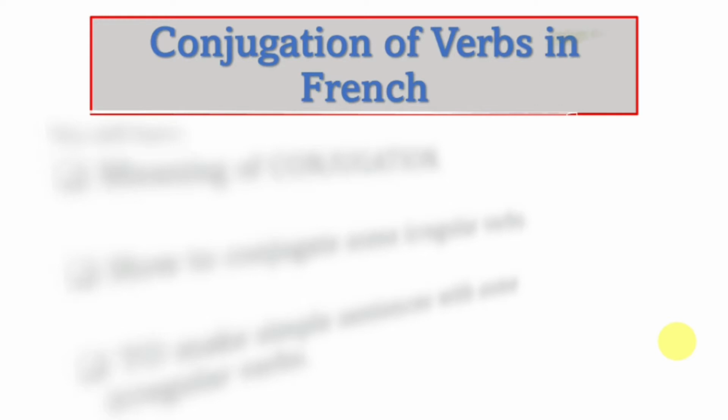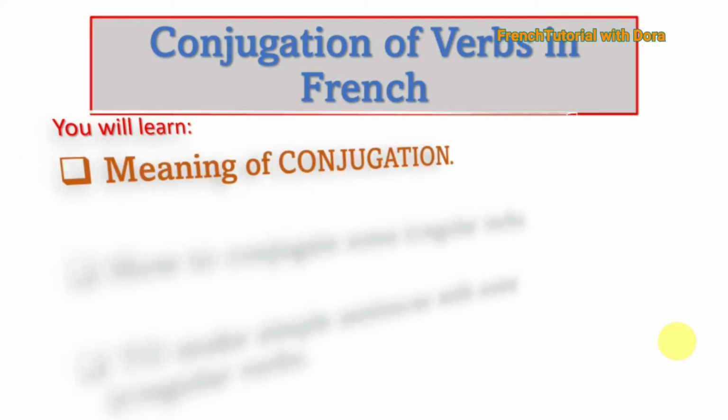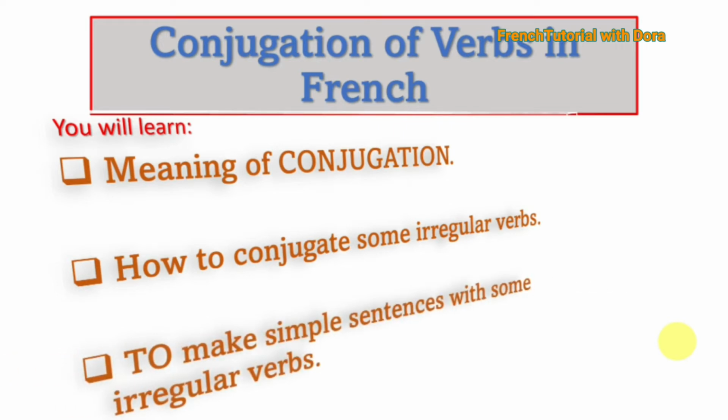Today, we want to learn conjugation of verbs in French. At the end of this lesson, you're going to learn the meaning of conjugation, what it means to conjugate a verb, how to conjugate some irregular verbs, and to make simple sentences with some irregular verbs. At the end of this lesson, you'll be able to understand conjugation very well. You'll be able to conjugate some irregular verbs, and also you'll be able to make simple sentences with some irregular verbs in French language.